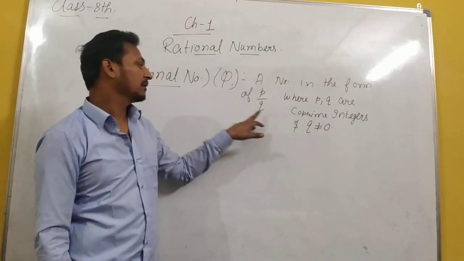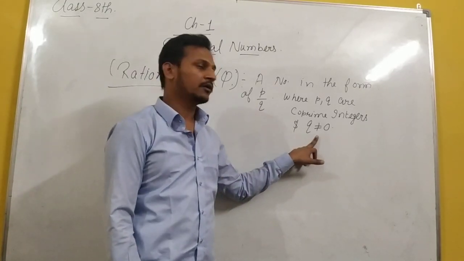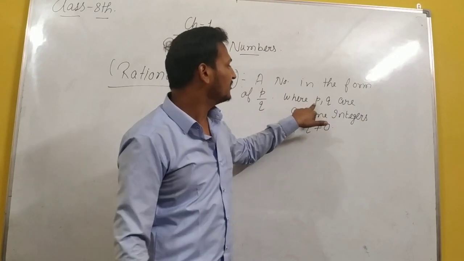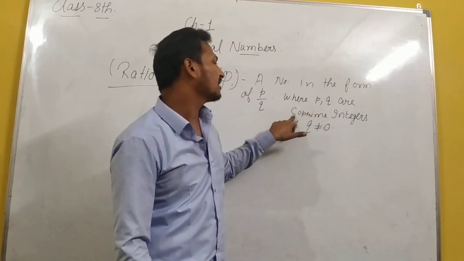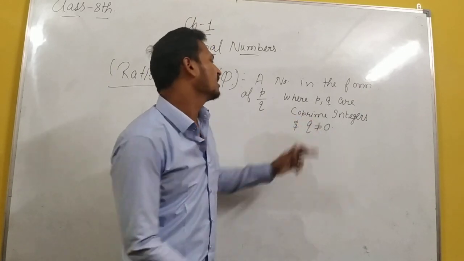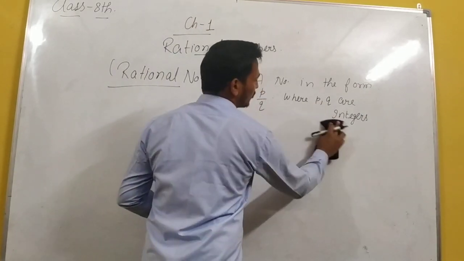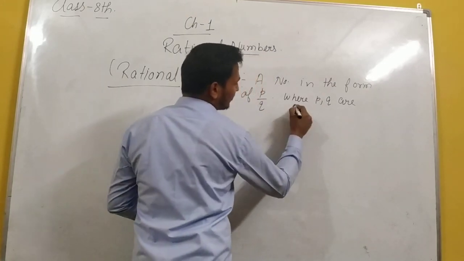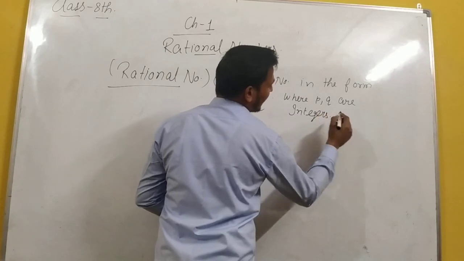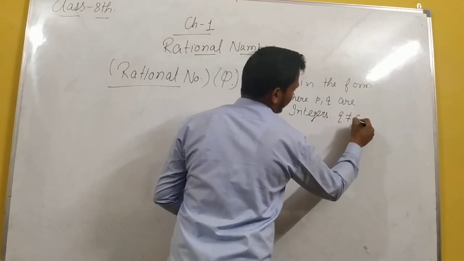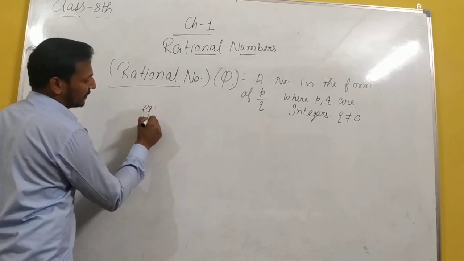One thing is this denominator Q cannot be 0, and another thing is that P and Q are integers. Which type of integers? Co-prime integers. Also you can remove this co-prime, this is also right, that P and Q are integers. Do not get confused with co-prime. P and Q are integers and Q shouldn't be 0. Let's understand it by taking some examples.